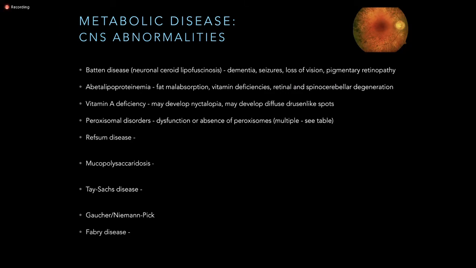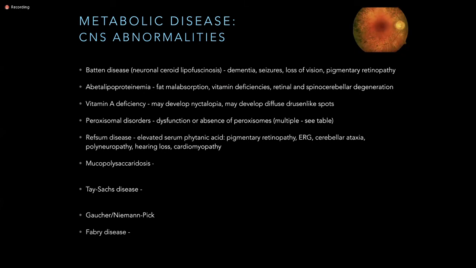Peroxisomal disorders. Again, these are conditions that involve a dysfunction or an absence of peroxisomes. There's multiple, they're in the book, in a table. Think of things like Zellweger syndrome, which is fatal in infancy, and neonatal adrenoleukodystrophy, which is often fatal in early childhood, by age 7 to 10 or so.